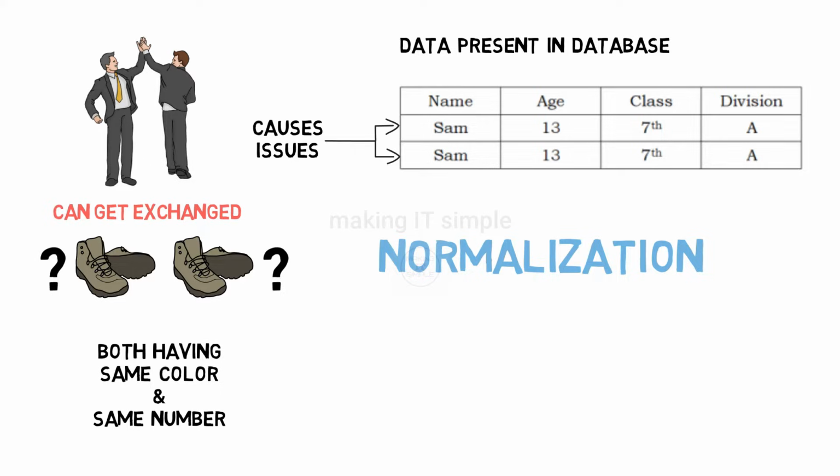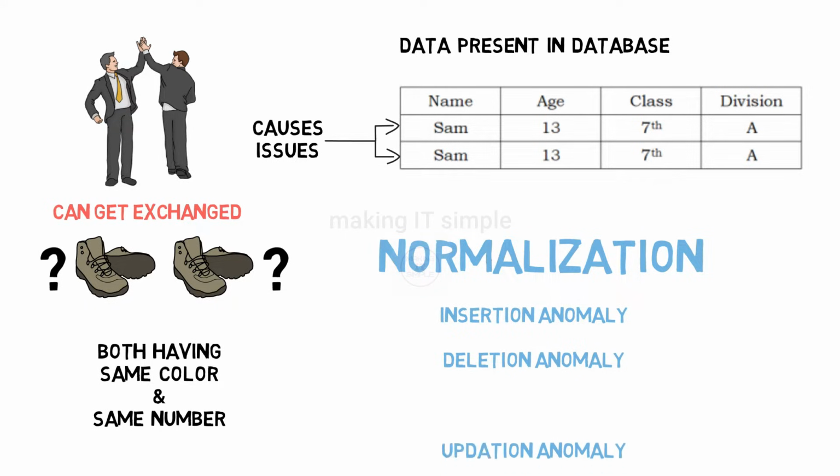So in this video we will simplify the concept of normalization in the database. With that we will also learn about various anomalies which are insertion anomaly, deletion anomaly and updation anomaly. So without wasting any time, let us start after a short intro.